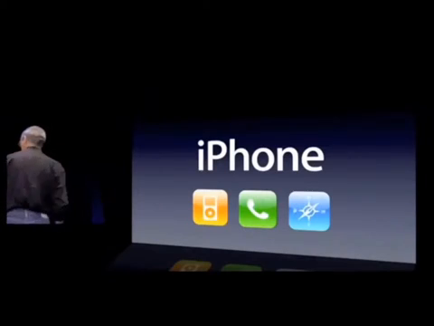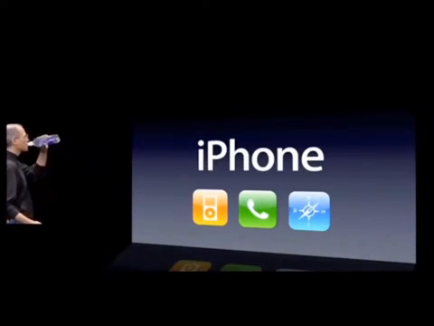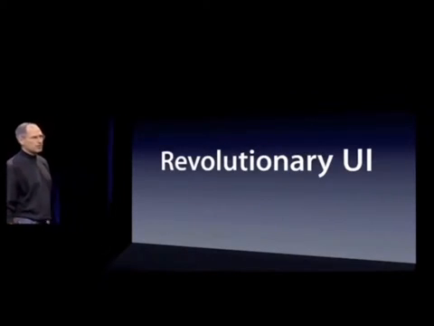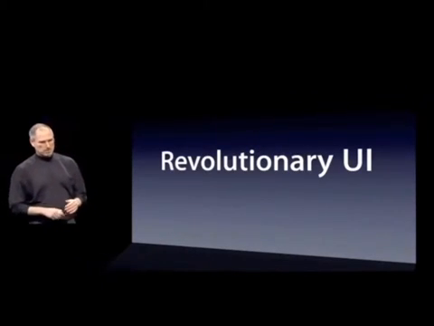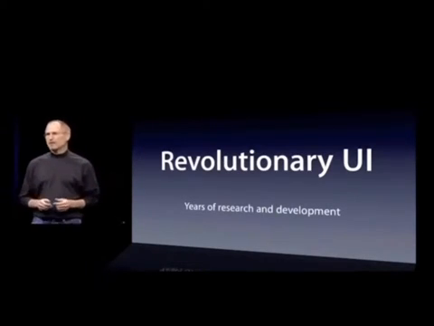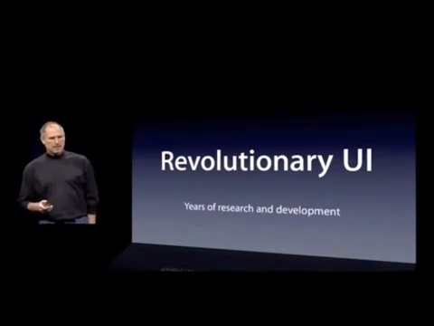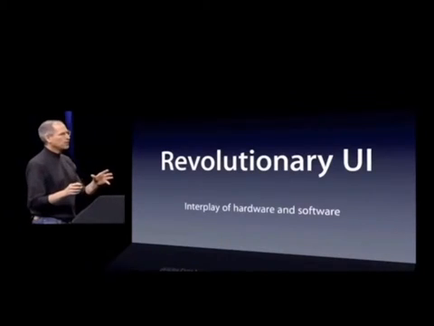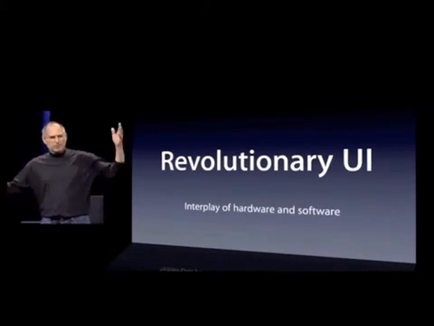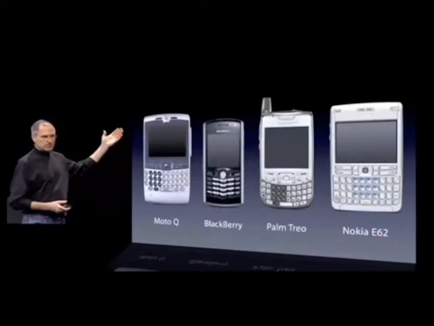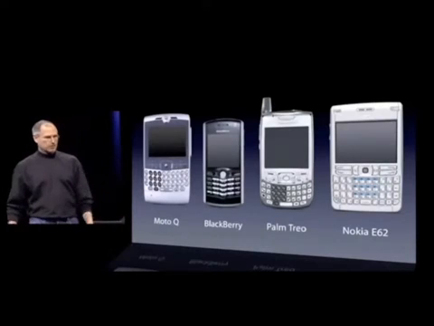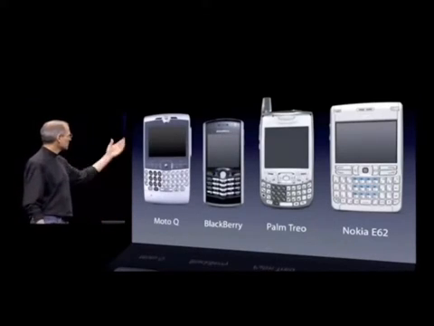Now, we're going to start with a revolutionary user interface. It is the result of years of research and development, and of course it's an interplay of hardware and software. Now, why do we need a revolutionary user interface? I mean, here's 4 smartphones, right? Motorola Q, the BlackBerry, Palm Treo, Nokia E62, the usual suspects.